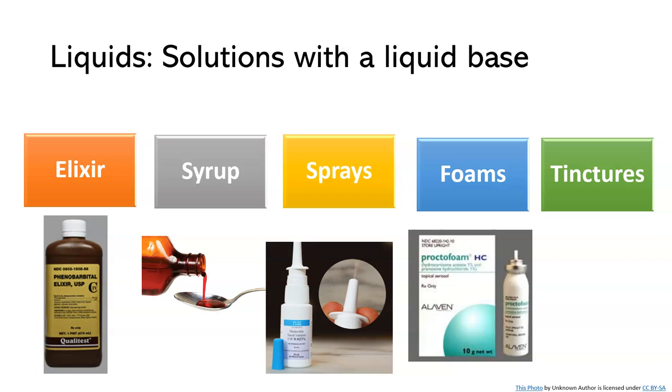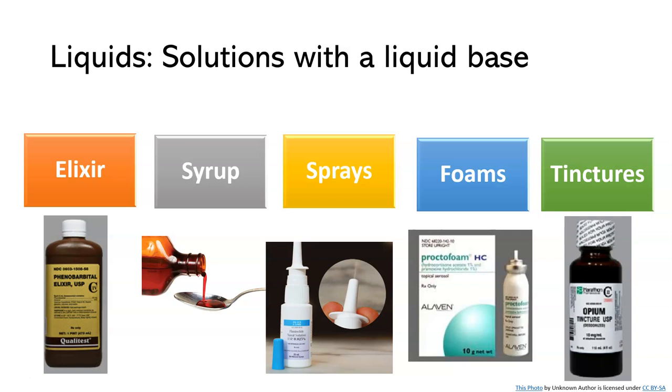Contraceptive foams, Rogaine foam for hair loss. And then here we have Proctofoam, which is hydrocortisone. And this is a topical aerosol. This is Procta. It's made mostly for hemorrhoids. Foams generally will stay a little longer in an area than a liquid. And then we have tinctures.